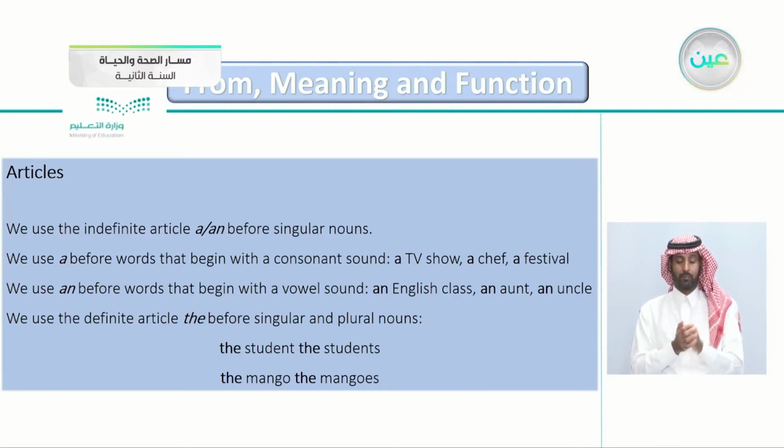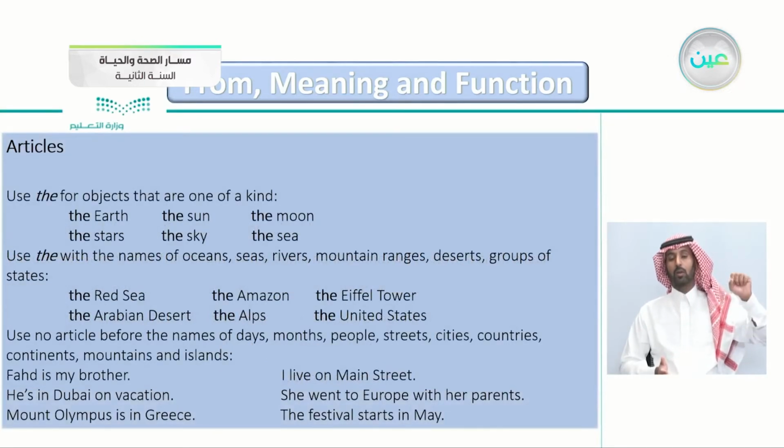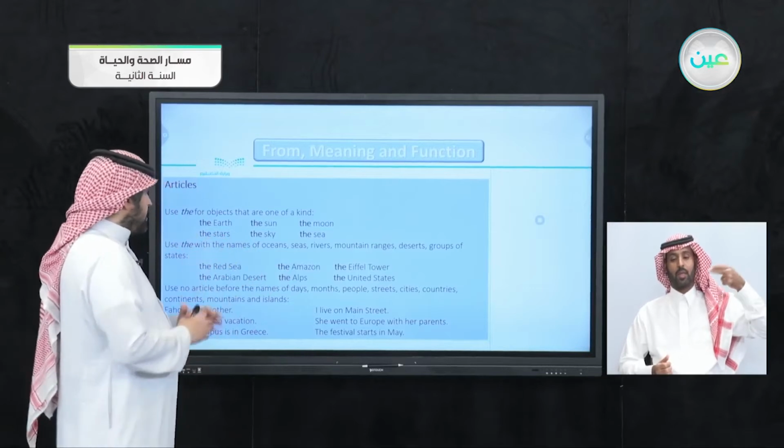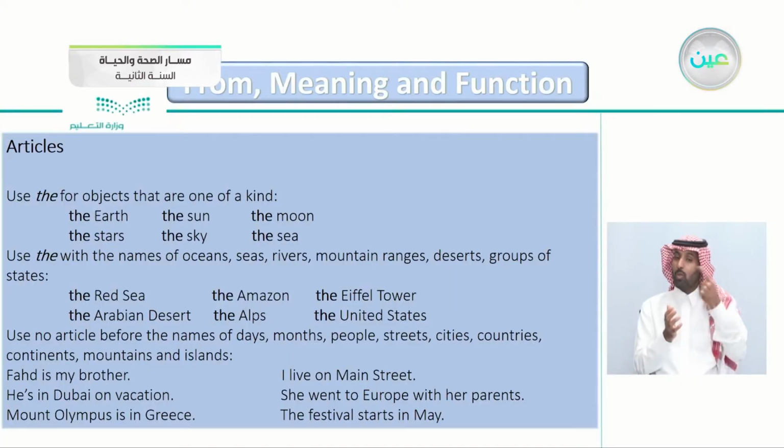We use the definite article the before singular and plural nouns. The student and the students. The mango, the mangoes, etc. We use the for objects that are one of a kind. When an object is one of a kind, there's only one, we use the. For example here, the earth. You know that there's no other earth, only one earth. So we say the earth, the sun, the moon, the stars, the sky, the sea, etc.